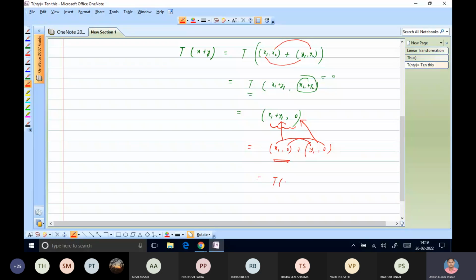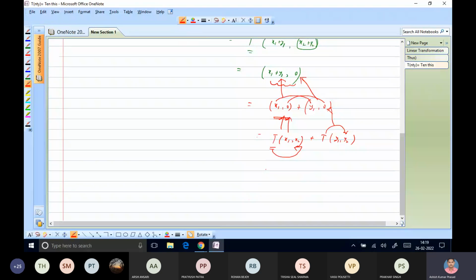Now what is x1, 0? See, T image of x1, x2 is this much, because what is the action of T? The action of T is that it is making the second component 0. So you will get this thing. Similarly, what is T image of y1, y2? The action of T is that it is making the second component 0, and as such you will get this one. So now it is nothing but Tx plus Ty. x1, x2 is x, y1, y2 is y.